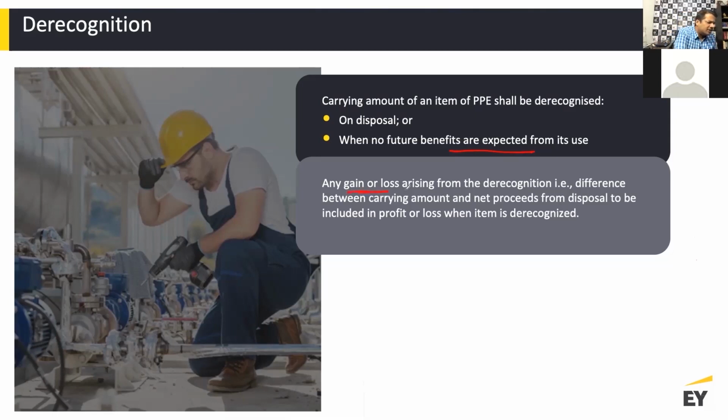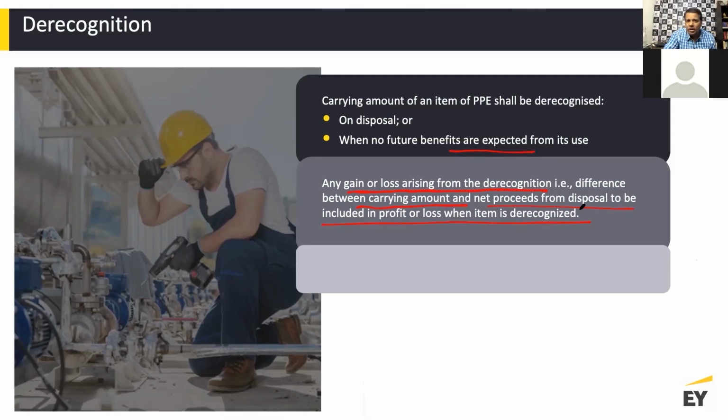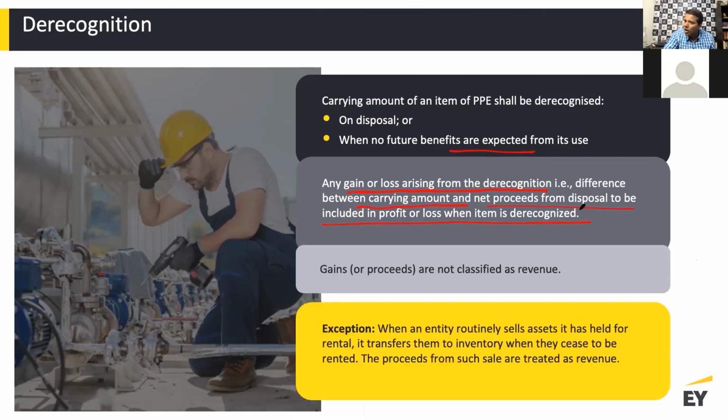Any gain or loss arising from the derecognition, between carrying amount and the net proceeds from the disposal, is required to be included in the profit or loss account when derecognized, and is not considered as revenue, but is actually determined as per the principle of Ind AS 115. You've got to apply Ind AS 115 to understand the timing of the recognition and the amount of the recognition, but they are still considered as a gain or a loss in your P&L. They are not considered as part of your revenue.